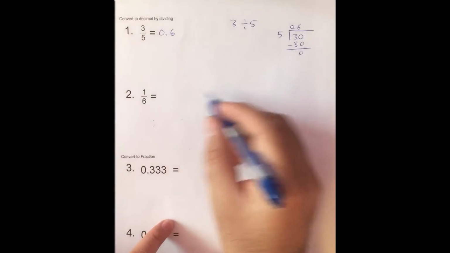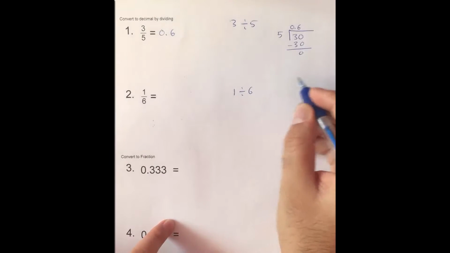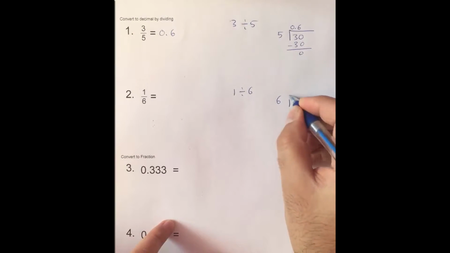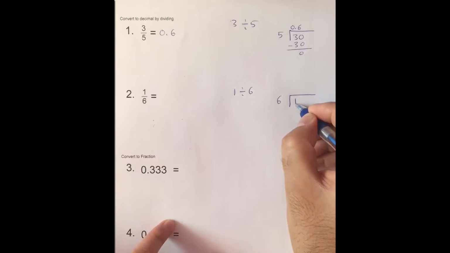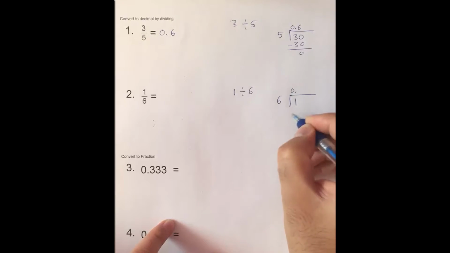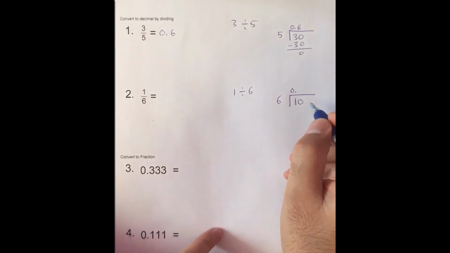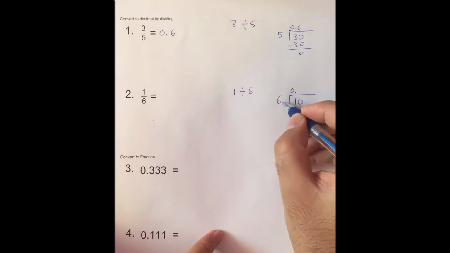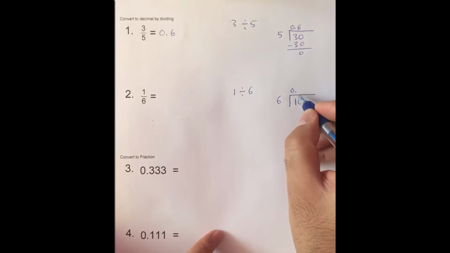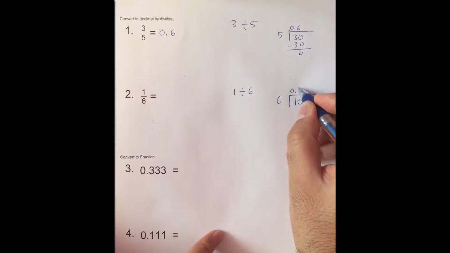So to do this one, 1 over 6, again 1 over 6 can be written as 1 divided by 6, and you can write it in this notation. Again 6 doesn't go into 1, so we put a decimal and a 0 at the top, so 0 and then a decimal, and then you add a 0 in the dividend. Now how many times does 6 go into 10? Once, because if you put 2 it will be 12, and 10 is less than 12, so we have to say once.